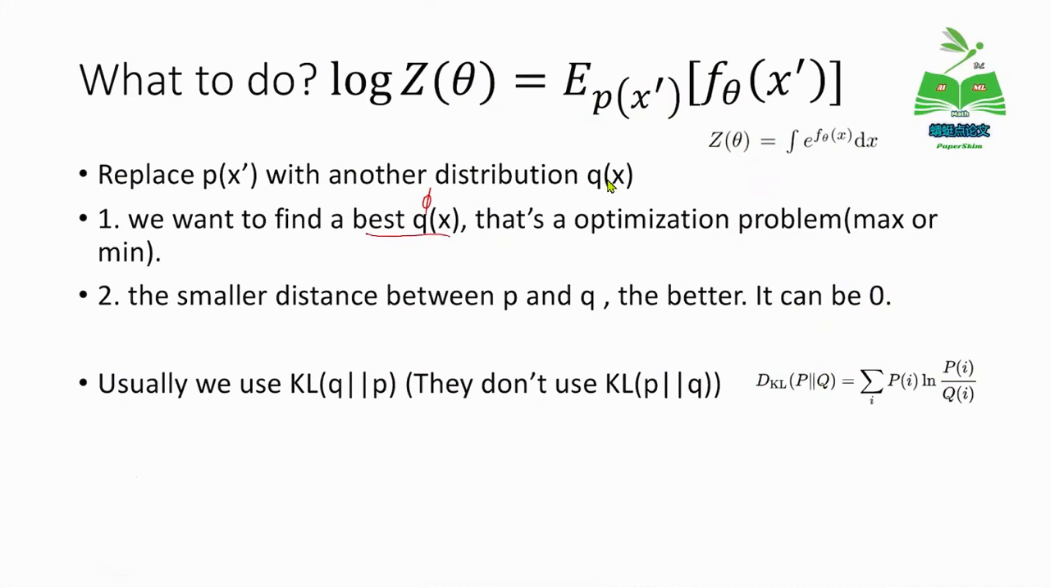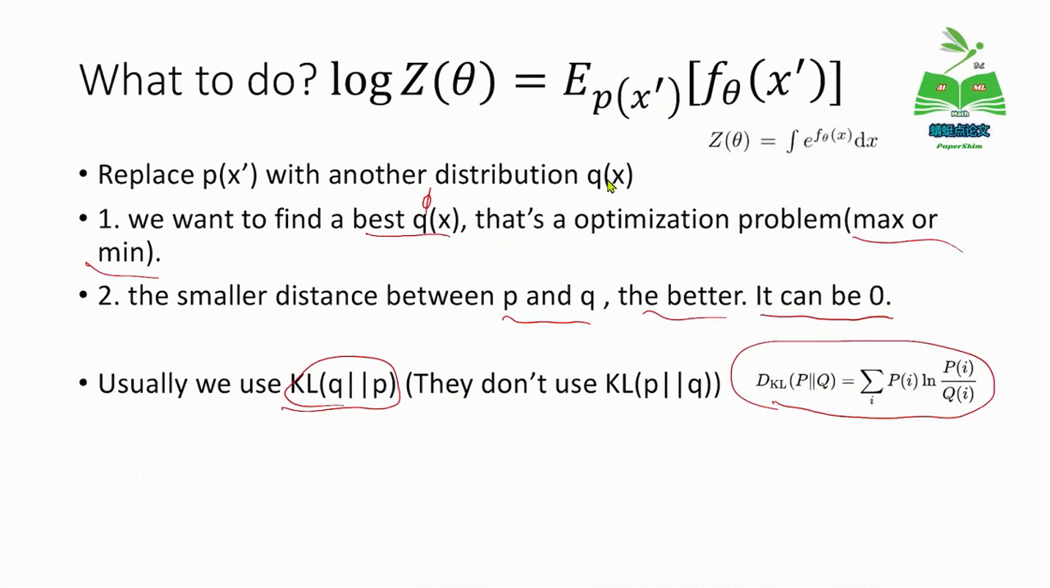We want to optimize the generator, so it's maximize it or minimize it. And the target is that we want to make these two distributions as close as possible. The closer, the better. And of course, if the two distributions are identical, they can be zero. So to evaluate the distance between two distributions, we usually use the KL divergence. The definition is this one.